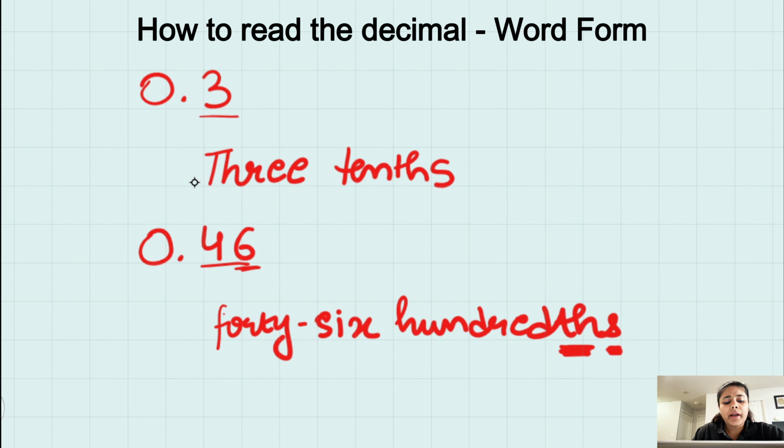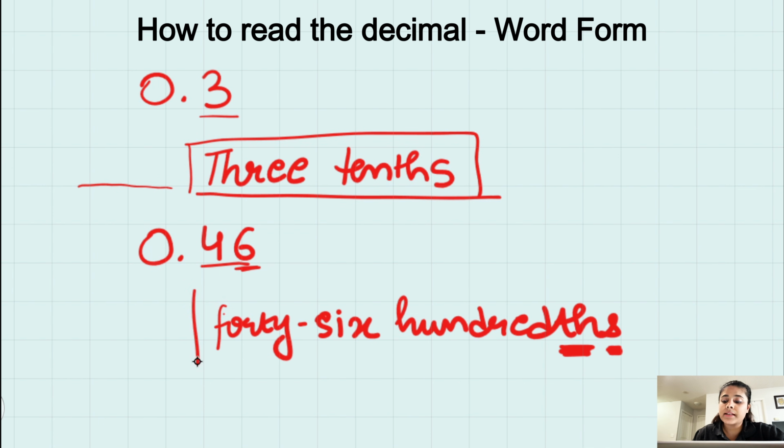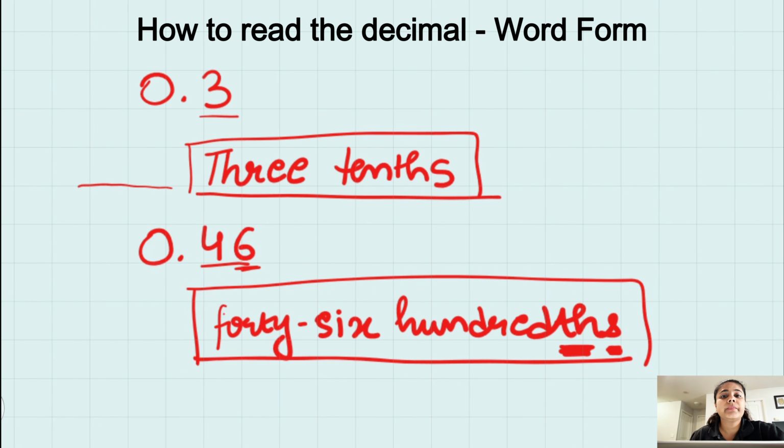Now, we did not write anything here. We directly started with the decimal word. The reason is, can you guess? The reason is because before the decimal, in both the examples, we have 0.